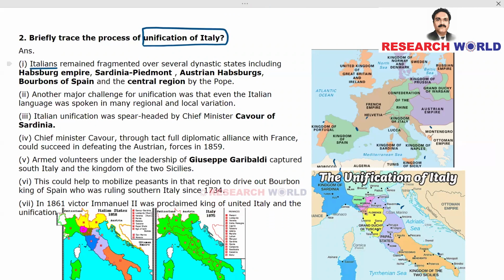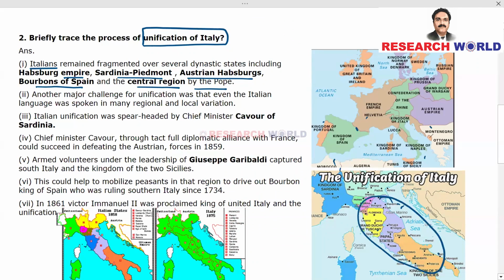Italians remained fragmented over several dynastic states, including the Habsburg Empire, Sardinia Piedmont, Austrian Habsburgs, Bourbon of Spain, and the central region held by the Pope. That means the so-called Italians, who are from the same ethnic group, who have the same culture, who spoke the same language, were not present in one geographical territory. Instead, they remained scattered in different kingdoms or empires.